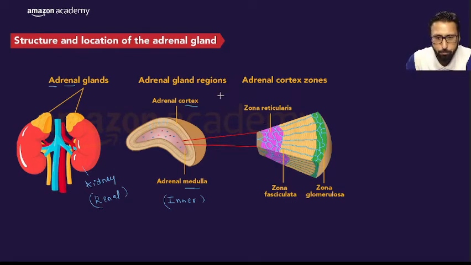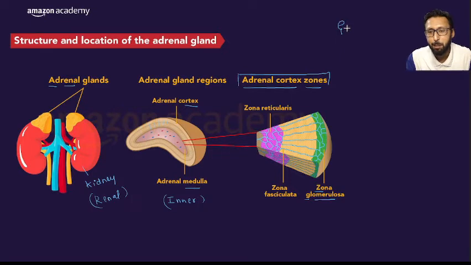So this is adrenal cortex. They have shown the zones of adrenal cortex. Now adrenal cortex itself has three zones. The outermost zone you can see is zona glomerulosa. You can remember by a simple mnemonic of GFR. You know what is GFR? GFR stands for glomerular filtration rate. So the outermost zone is what? Zona glomerulosa.